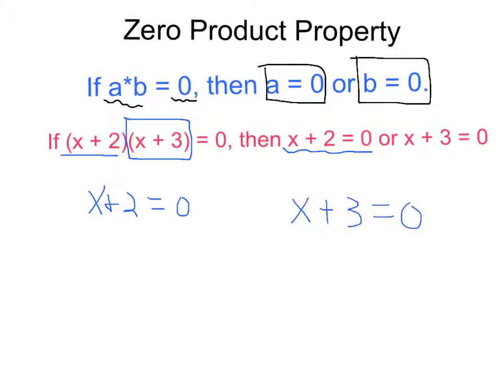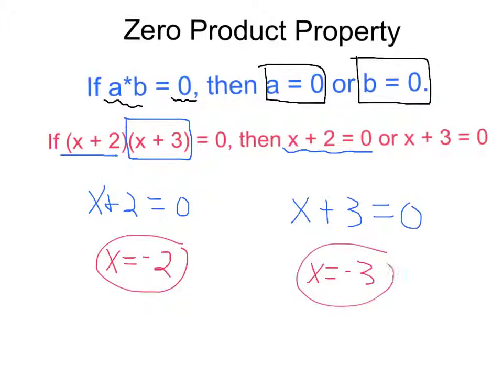And now, what we will be doing is trying to figure out what value of x allows this to be true. So, really just use inverse operations, subtract 2 on both sides, so x equals negative 2, and here subtract 3 on both sides, so x equals negative 3.